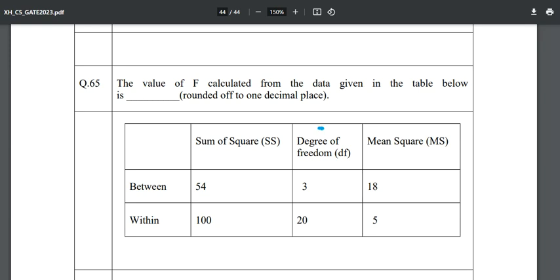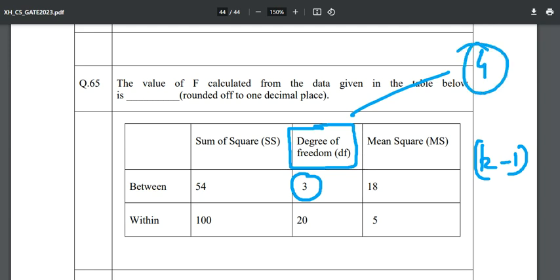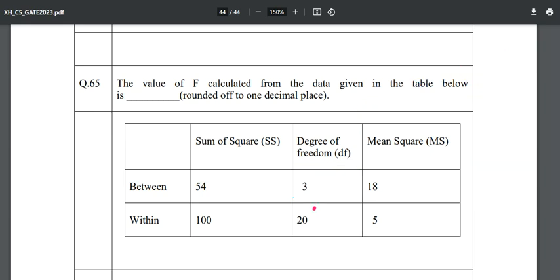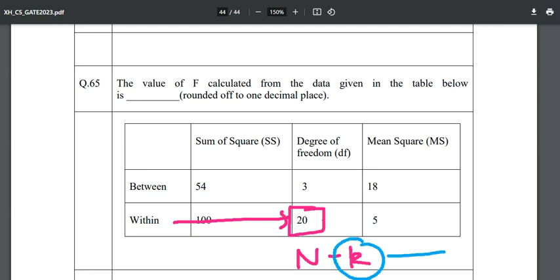So now have a look over here, degrees of freedom. If it is 3 over here, what would they have done? They would have done k minus 1, right? So it will be 4. Can we guess from this? Right, 4 groups will be there. And what will be the N? 20 is given over here. So 20 is our within group degrees of freedom. So for within group, what is the formula? Capital N minus k. We know the value of k. K is now 4, and it is given over here as 20. So you can calculate the value of capital N as well.